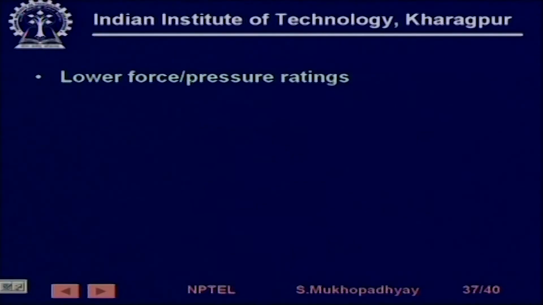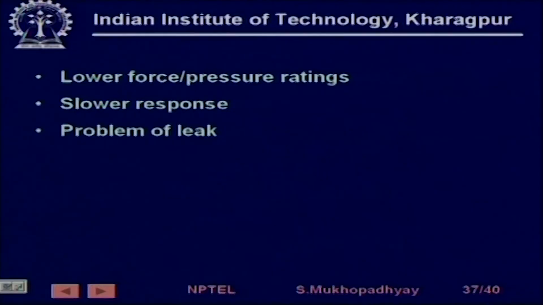However, hydraulic is mainly preferred when you have very precise motions and very high forces are required. That is not the case for pneumatic. Pneumatic is used for lower force and pressure ratings for a given size. Response is slow for pneumatic, definitely slower than hydraulic, comparable to electric.